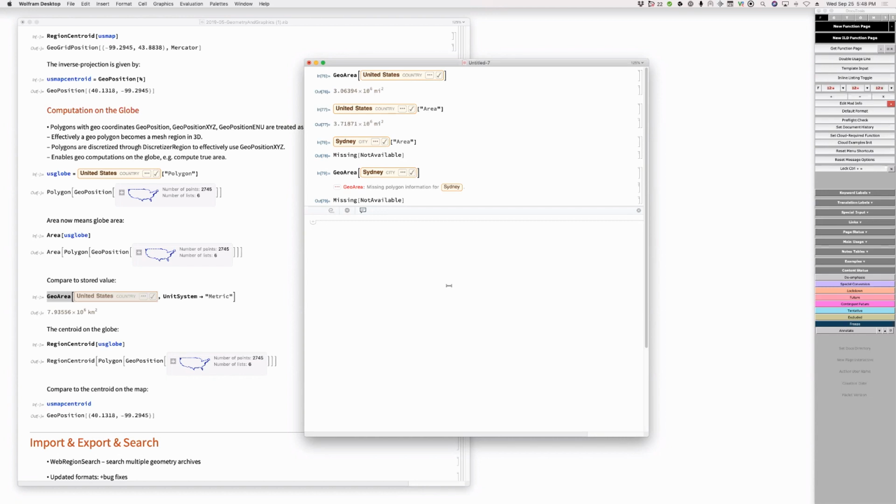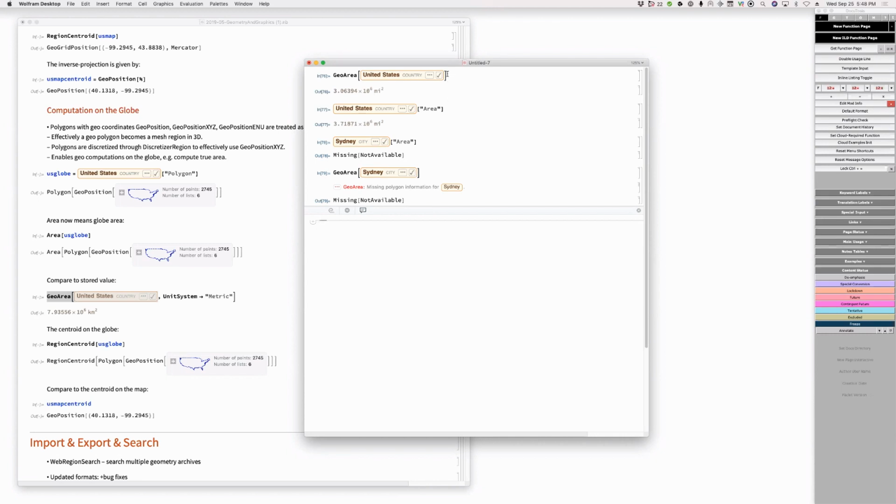Do you see what I'm saying? Does geo area include the Great Lakes or not include the Great Lakes? I see. Because I can imagine that one of these is the political area, so to speak, the controlled area, and the other is the polygonal area.